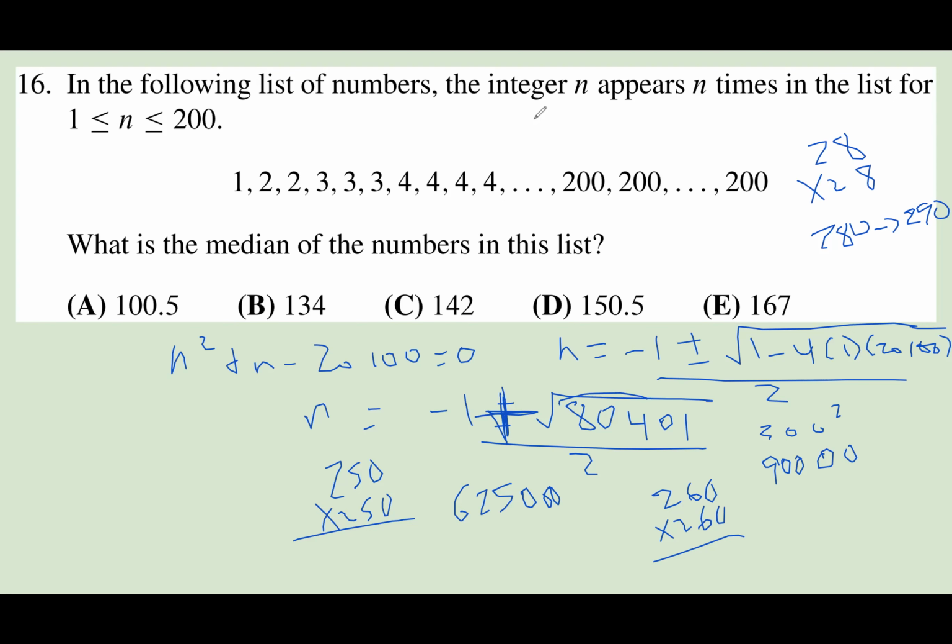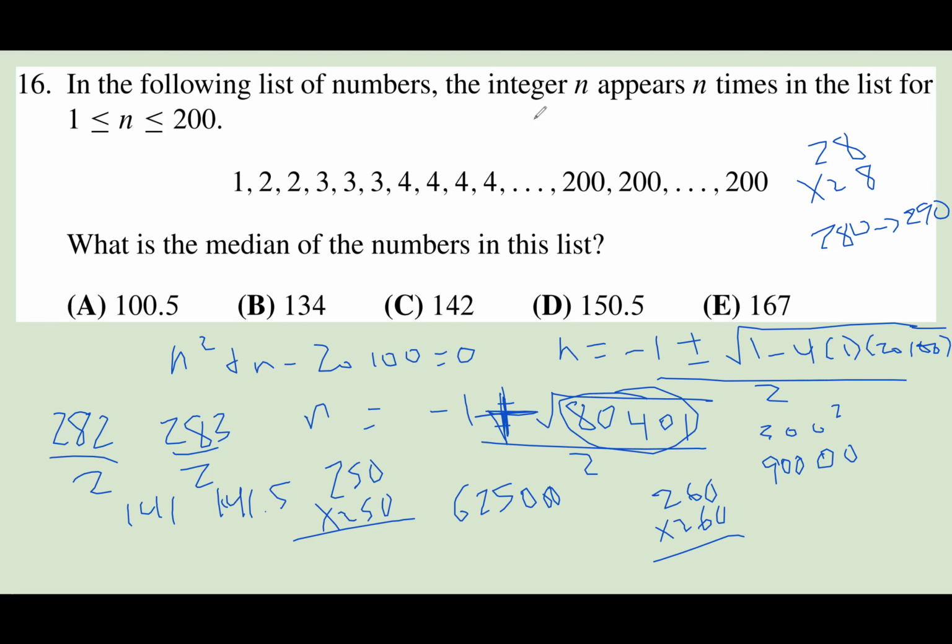So this number is in between 283 and 284. So 283 minus 1 would be 282, and 284 minus 1 would be 283. So n is in between 282 over 2 and 283 over 2, which would be 141 and 141.5, right? So it's a little bit bigger than 141 essentially, right?